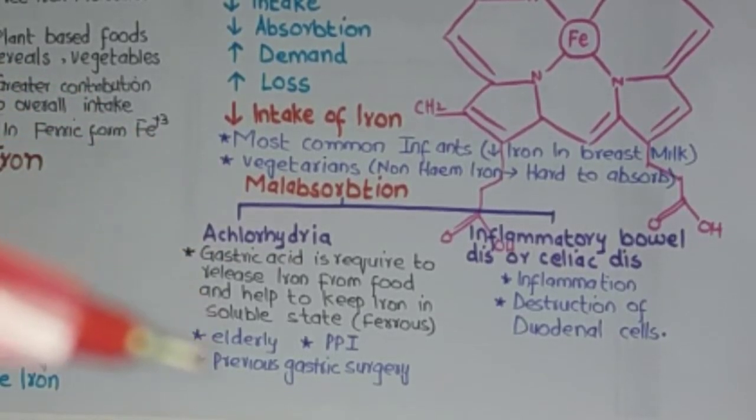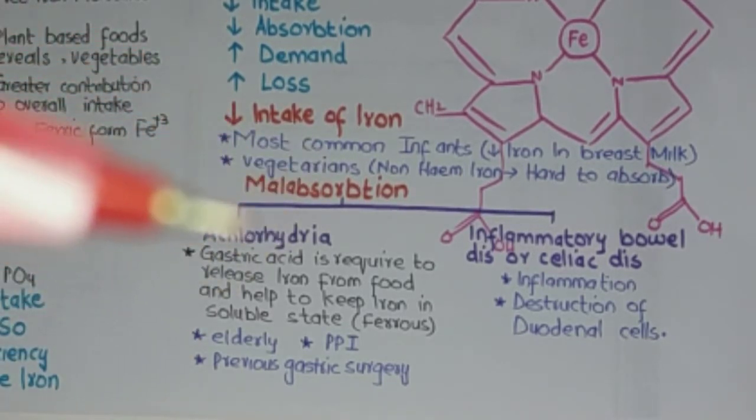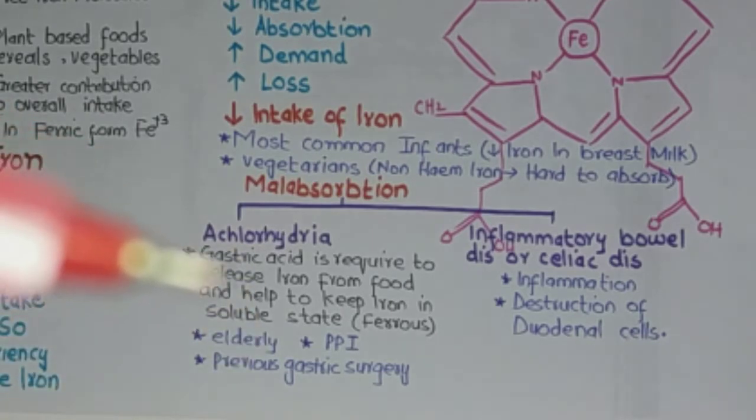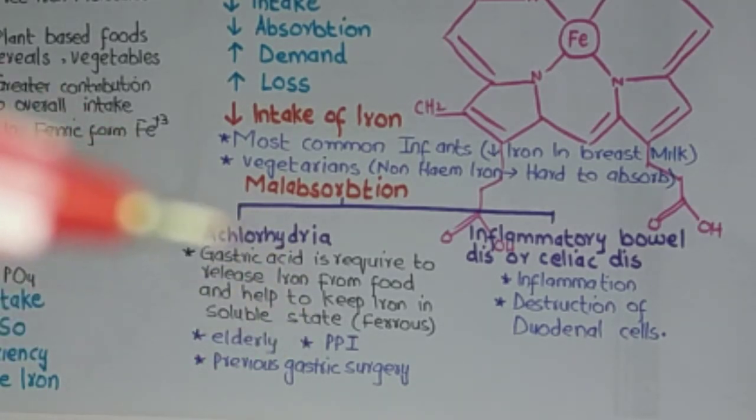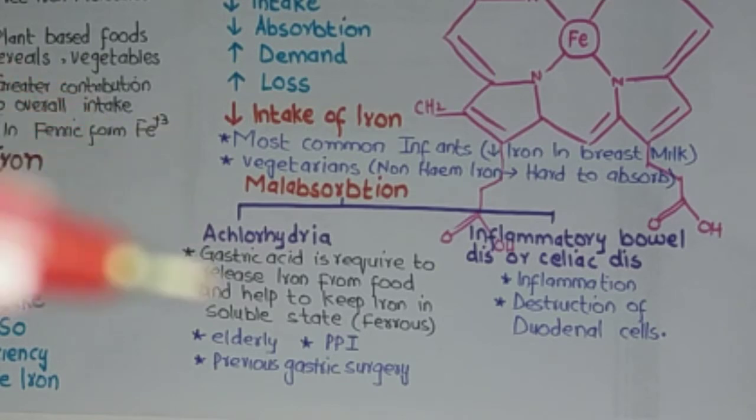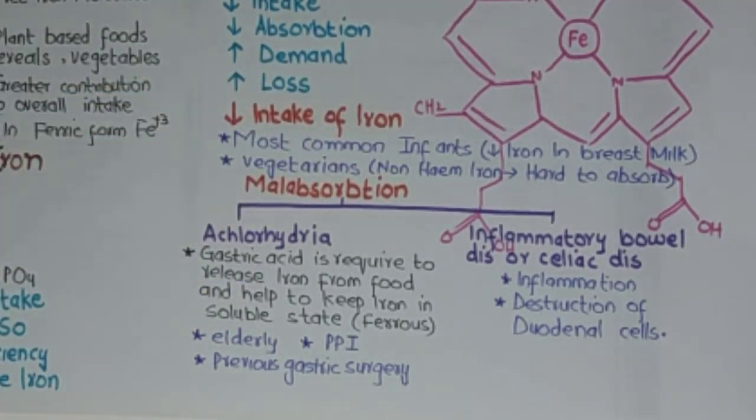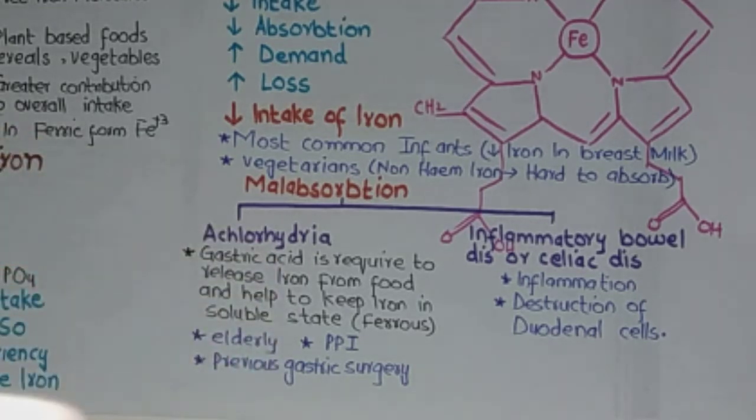Achlorhydria means secretion of the HCl is affected, and the gastric acid is required to release iron from the food and help to keep iron in the soluble state, the ferrous state. So when any condition in which the gastric acid secretion will decrease, then the malabsorption of iron will occur, and as a result iron deficiency anemia. Achlorhydria occurs in the elderly patients, in those who are taking proton pump inhibitors, and those who have previous gastric surgery, previous stomach surgery.